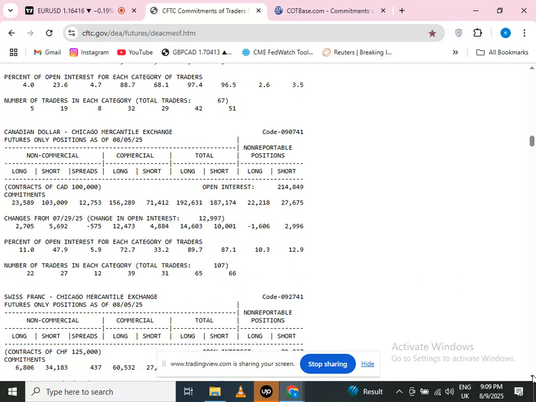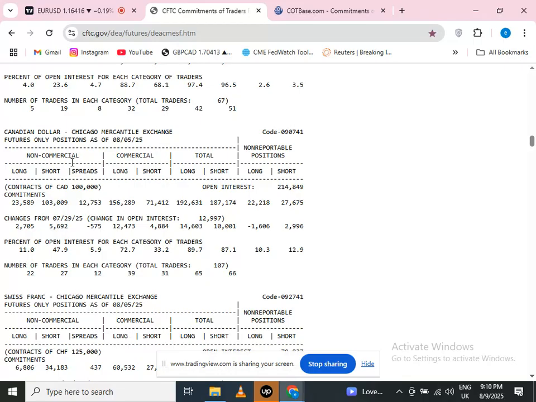Let's study the Canadian dollar. This is what we'll be looking for. How do I take these reports and use them to help me analyze and get into my forex trades? As I said, yes, Canadian dollar, and there are three sections. There is non-commercial, there is commercial, and there is non-reportable position.